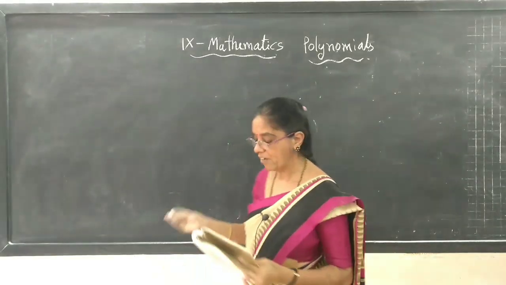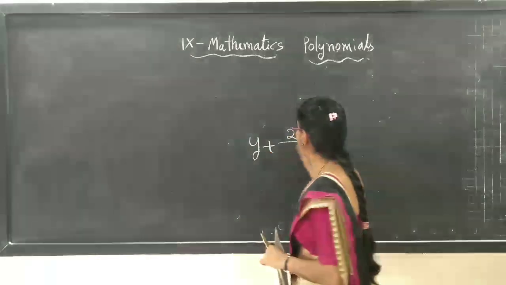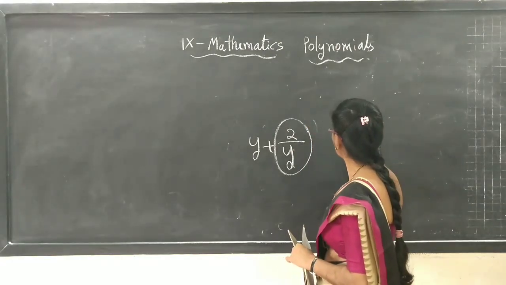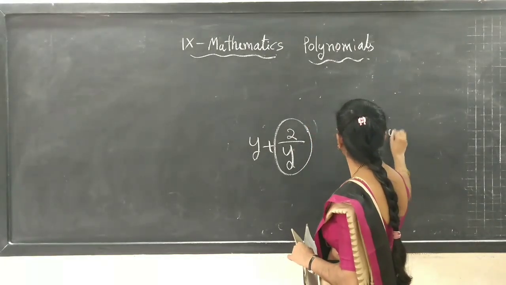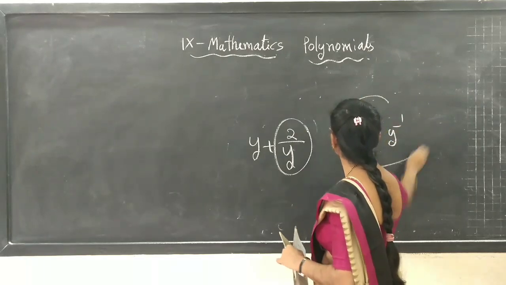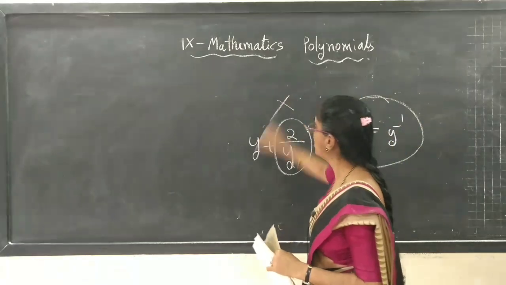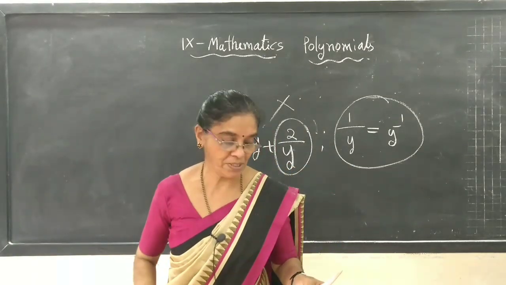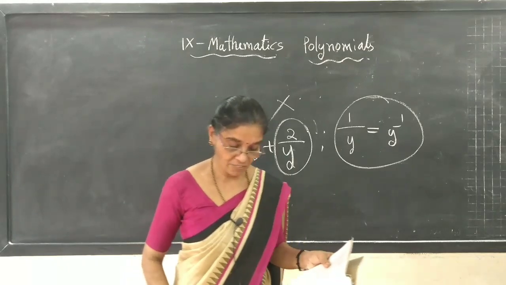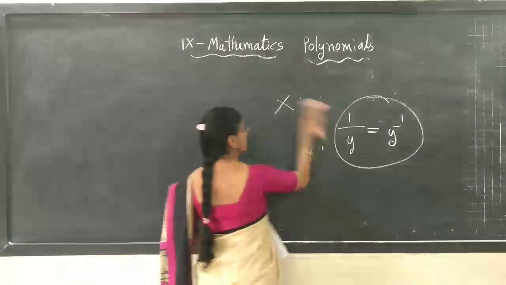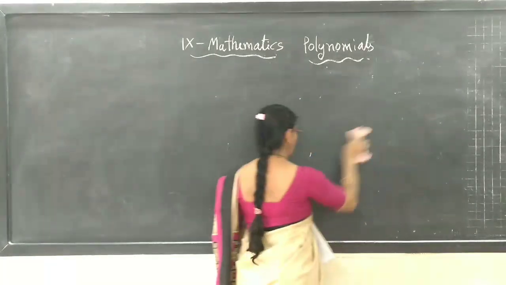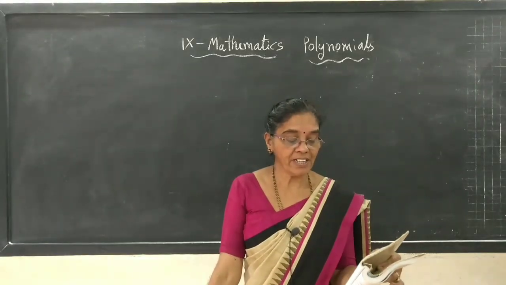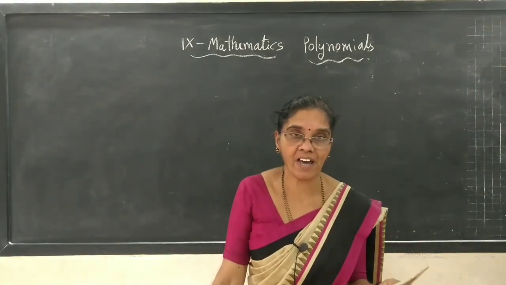In the same manner, y plus 2 by y. In this case, 1 by y is always y to the power of minus 1, so it is not a polynomial. Okay. Then the fifth one, there are three variables x, y and t. Even though they have positive powers, they have three variables in the expression, so it is not a polynomial in one variable.